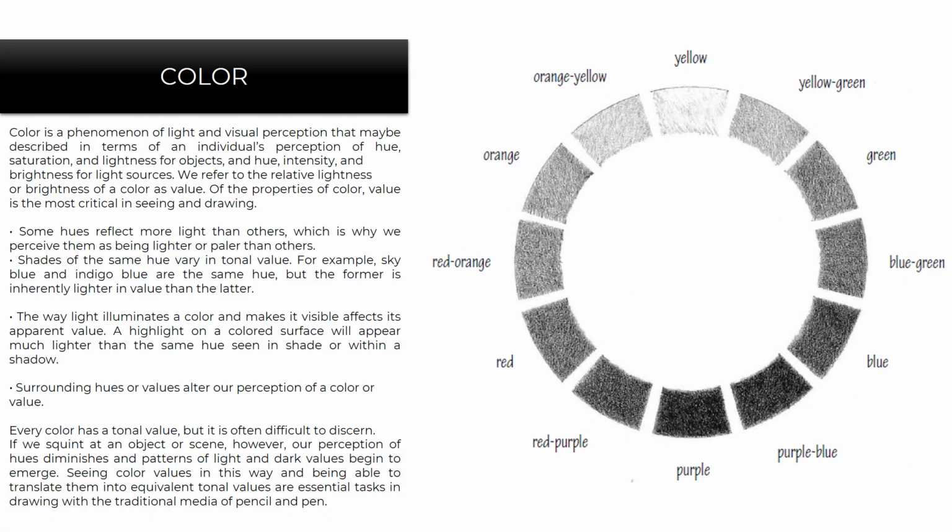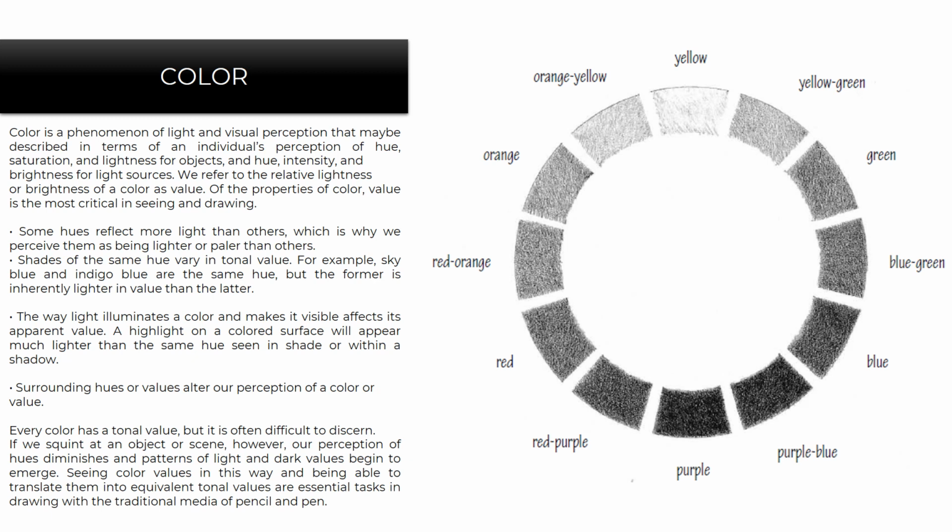Colors. Color is a phenomenon of light and visual perception that may be described in terms of an individual's perception of hue, saturation and lightness for objects, and hue, intensity, and brightness for light sources. We refer to the relative lightness or brightness of a color as value. Of the properties of color, value is the most critical in seeing and drawing. Some hues reflect more light than others, which is why we perceive them as being lighter or paler than others. Shades of the same hue vary in tonal value.